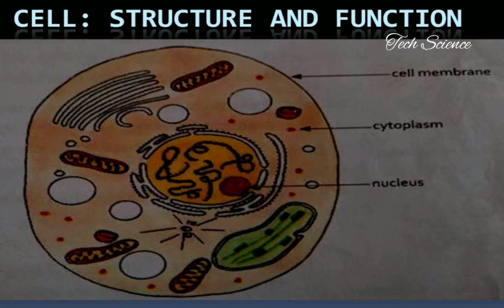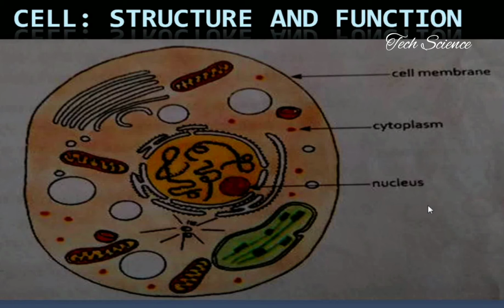Observe here, if this is the diagram in front of you, this diagram is called the diagram of the generalized cell. If you observe, you will find three types of parts in the generalized cell. Which are the three parts? Number one, cell membrane. Number two, cytoplasm, and number three, the nucleus.